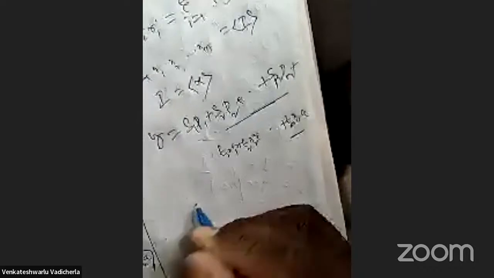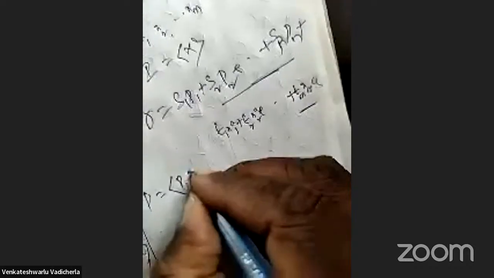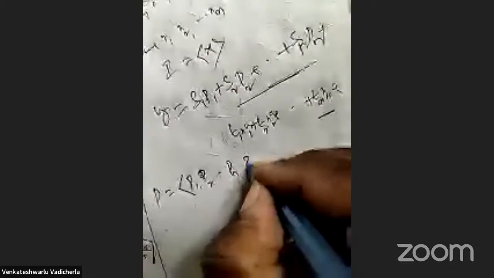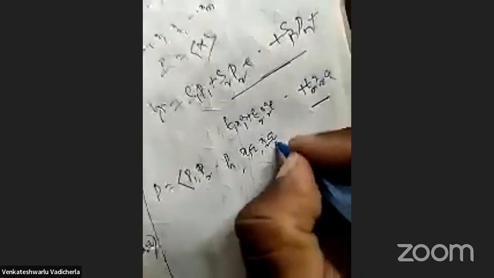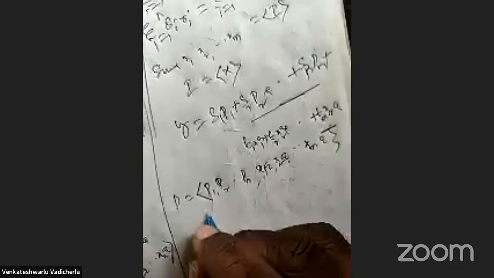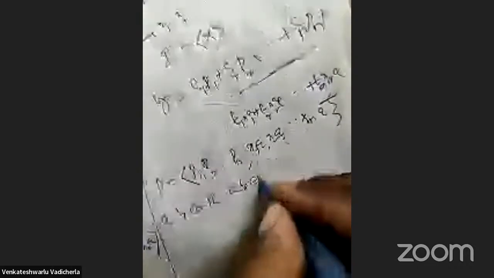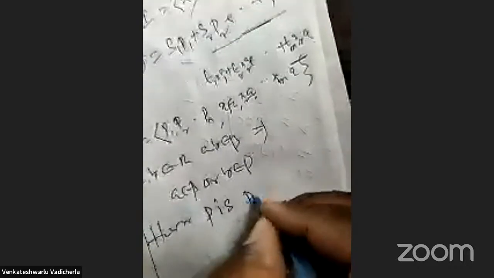So P is generated by P1, P2, up to Pn, x1(a), x2(a), up to xm(a). So we proved that a, b belong to R, ab belongs to P implies a belongs to P or b belongs to P. Hence, P is a prime ideal.